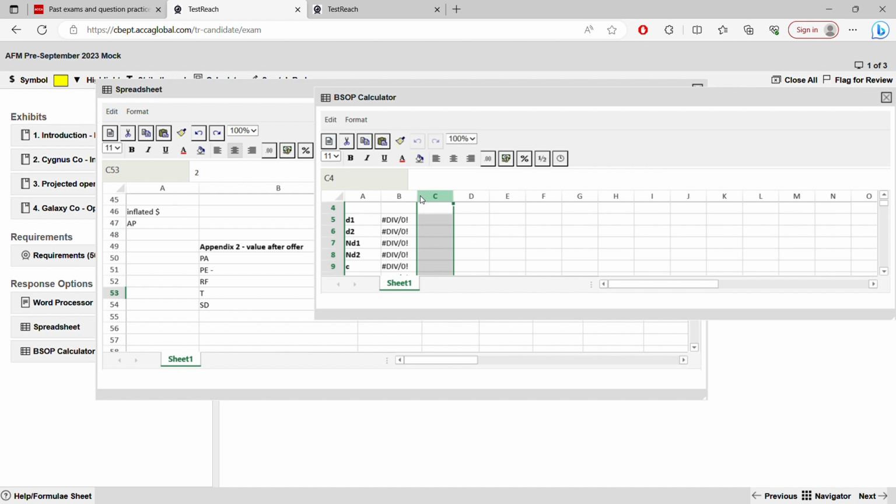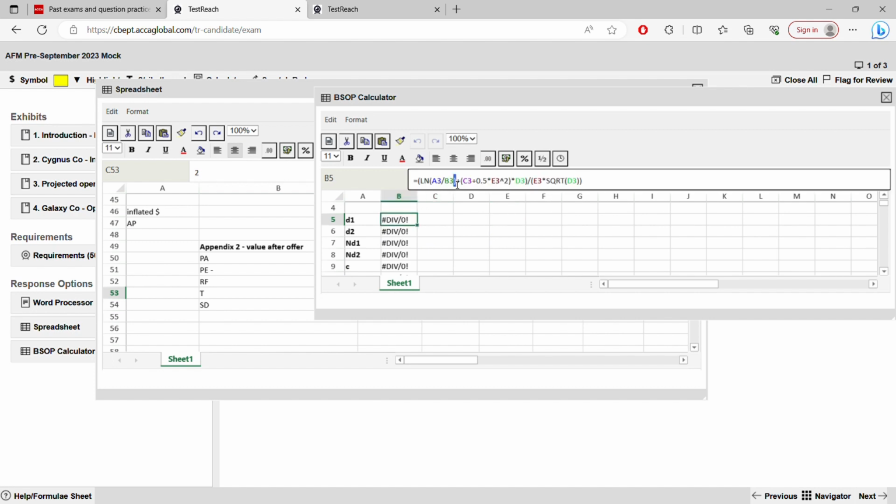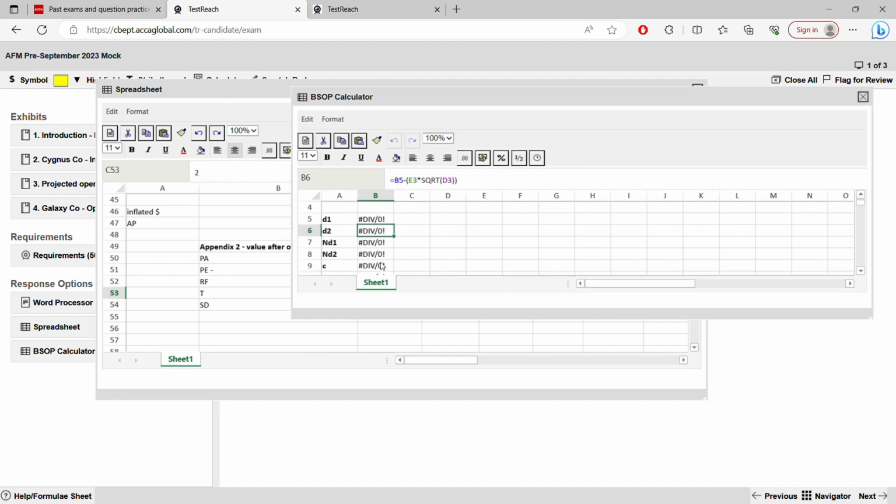Wait a minute. So I think the cells cannot be modified. Okay, I think they have locked it. So I think you can't do any changes here. Okay, but we'll do it here. We'll try it here.